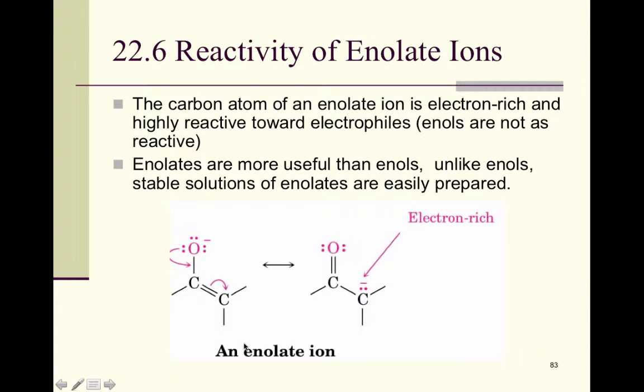An enolate ion, here are its 2 resonance forms. We have an electron-rich side on the oxygen here, and when these electrons start moving around, forming this resonance structure, now this carbon is electron-rich. What we can see here is we're going to have 2 reactive sites on our enolate ions. Let's look at the next slide.